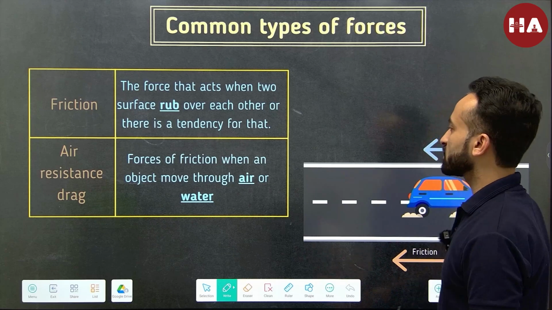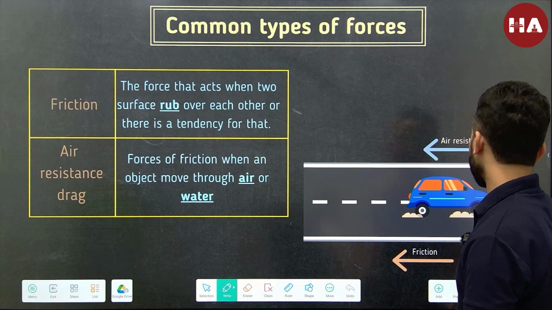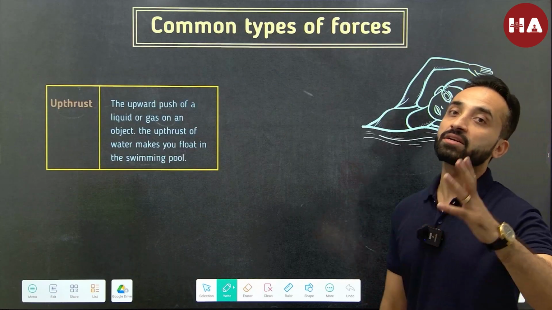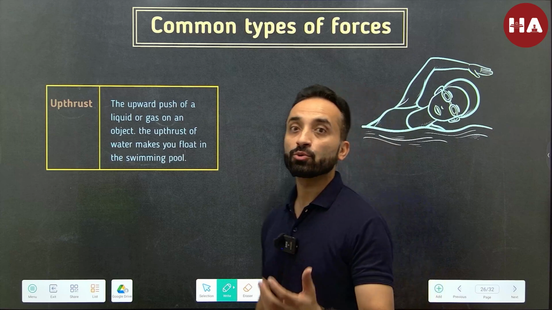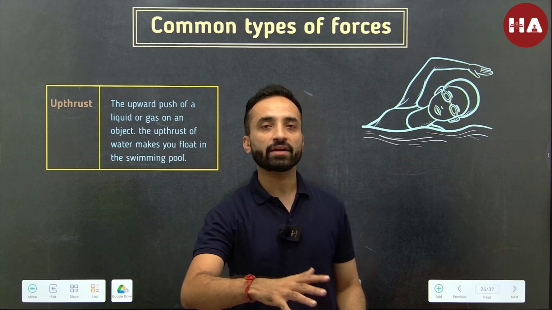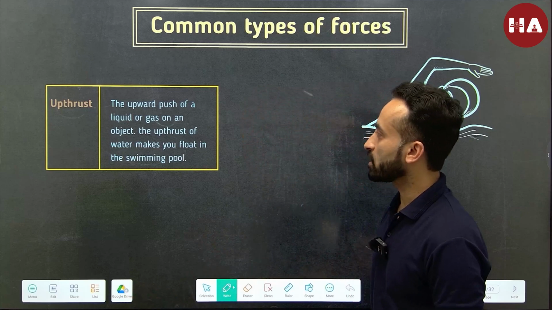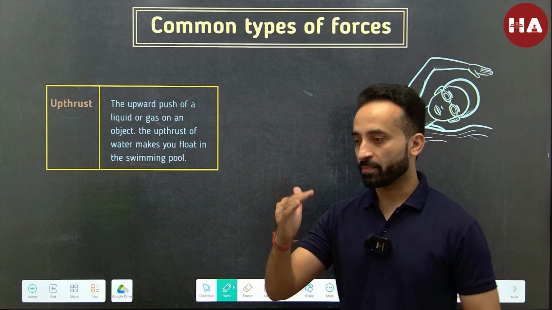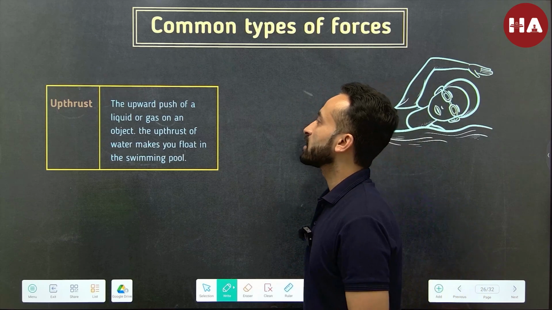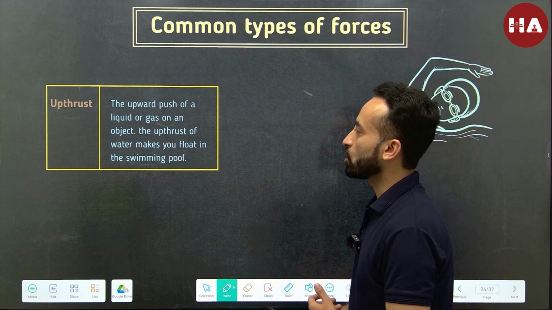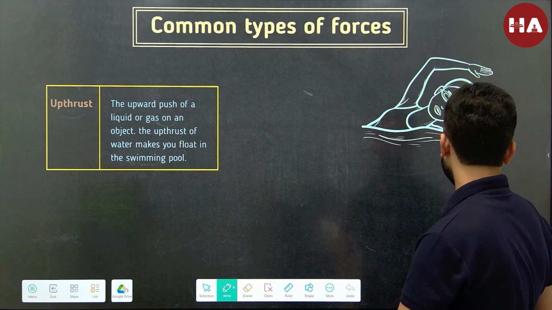Air resistance is when you feel the friction due to the air or any fluid like water. Then we call it the drag force. Then there is upthrust, that is a force that you experience when you are in a liquid, the upward force that you experience, that is called the upthrust, right? That happens because of the pressure, and we will talk about it in detail, but just to give you an idea, the upward push of a liquid or a gas on an object. The upthrust of water makes you float in the swimming pool. Of course, you have felt that.